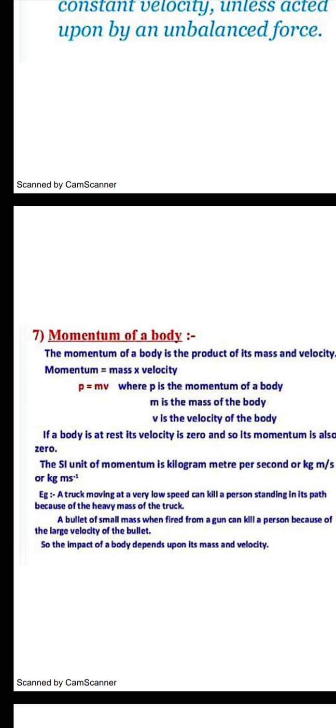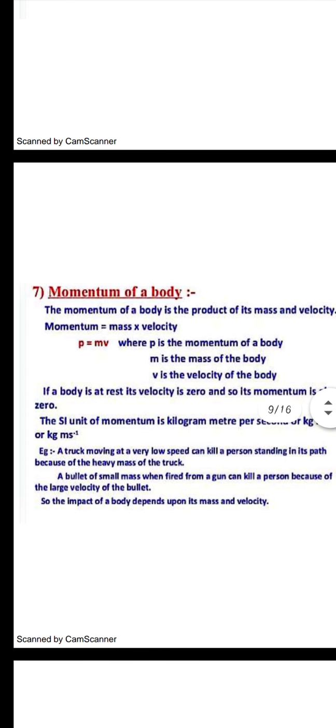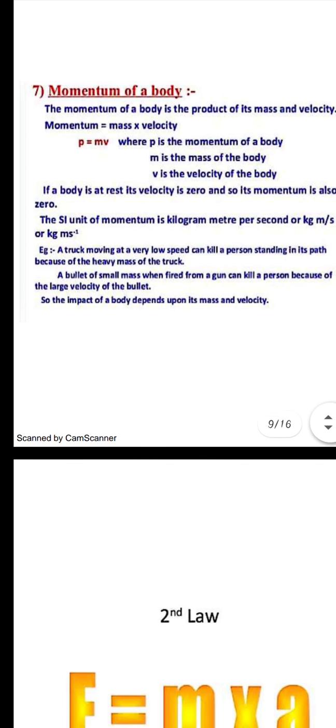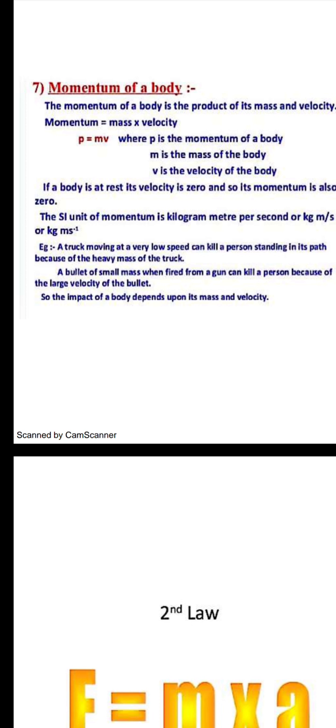So with increasing mass, the momentum will increase, but the velocity will decrease. A moving body of high mass will have less velocity, and a body with small mass will move with high velocity. So this is the momentum of the body. After telling about momentum, he told about the second law, Newton's second law of motion. Now what does this second law tell us about?